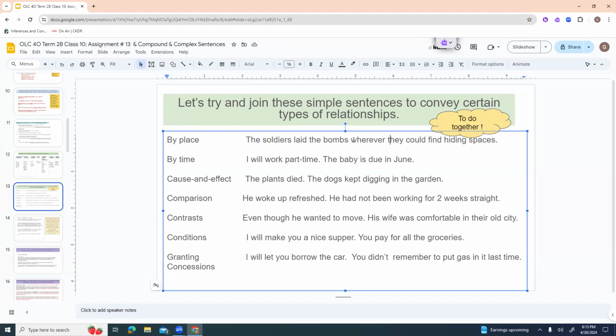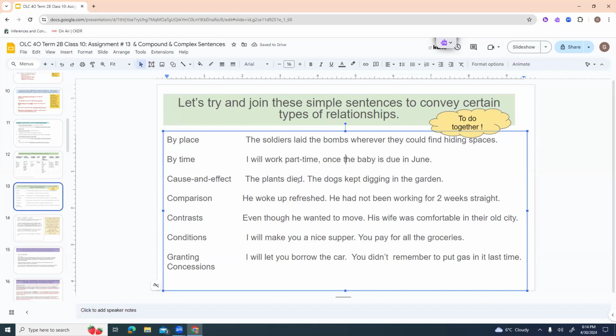I will work part-time. The baby is due in June. I will work part-time until, no, yeah, no. Since the baby is due in June? I'm not sure. I don't like that one. Once the baby is due in June. Doesn't quite make sense still. I'm not sure what was supposed to go there.